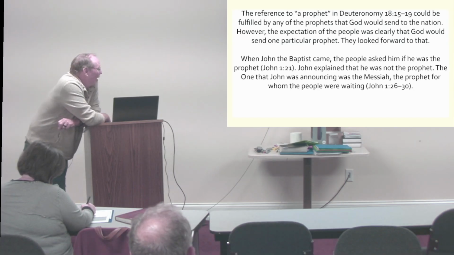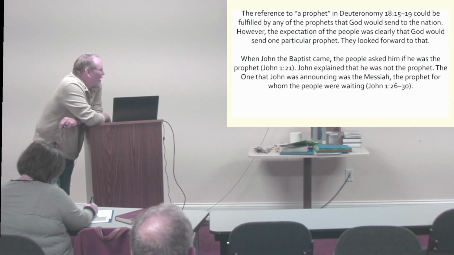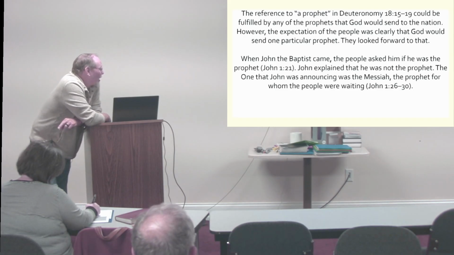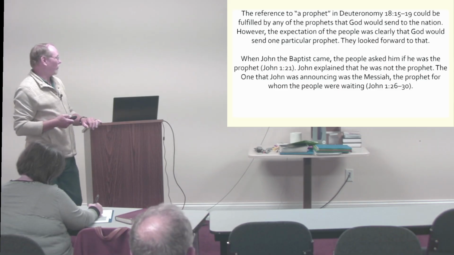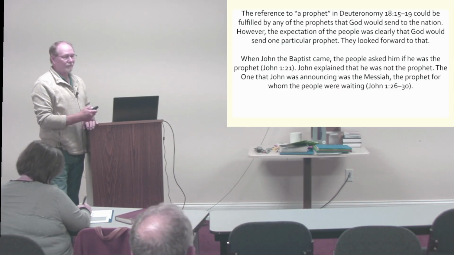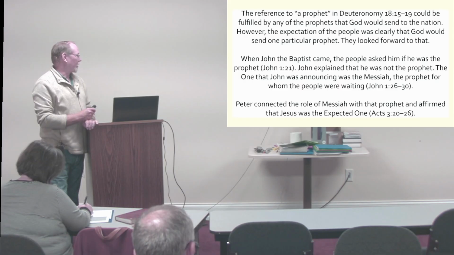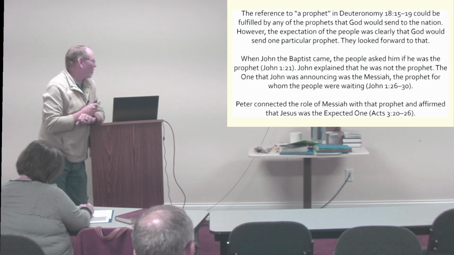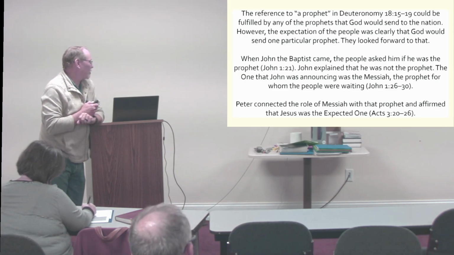When John the Baptist came, the people asked him if he was the prophet. John explained that he was not the prophet, the one that John was announcing, Messiah, the prophet for whom people were waiting. Peter connected the role of Messiah with the prophet and affirmed that Jesus was the expected.